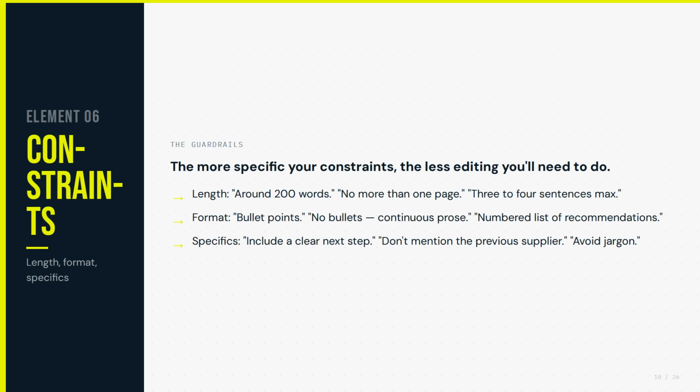recommendations, a 2-column table. Specific inclusions or exclusions: include a clear next step at the end. Don't mention the previous supplier, that's sensitive. Make sure it references the meeting we had on Tuesday. Avoid industry jargon. This goes to a non-specialist audience.